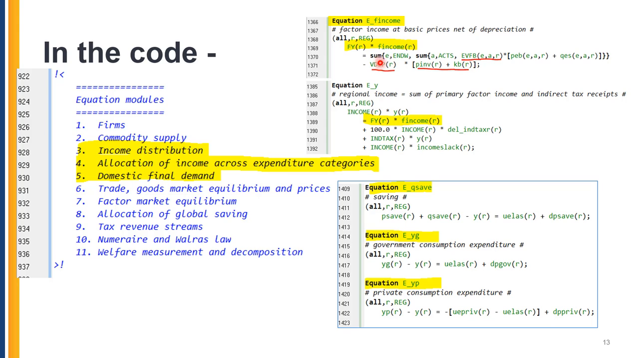where it's first summing over the endowments. Those are the fixed factors of production, or the primary factors of production, and then the activities, and then EVFB are those basic price valued usage values, so firm usage of primary factors. E for endowment, A for activity, R for region, and then here's that basic price variable. All of this in percentage change, right? So percentage change in the price of an endowment at basic prices, and that's a pricing that is specific to the endowment, to the activity that is being employed in, and to the region.